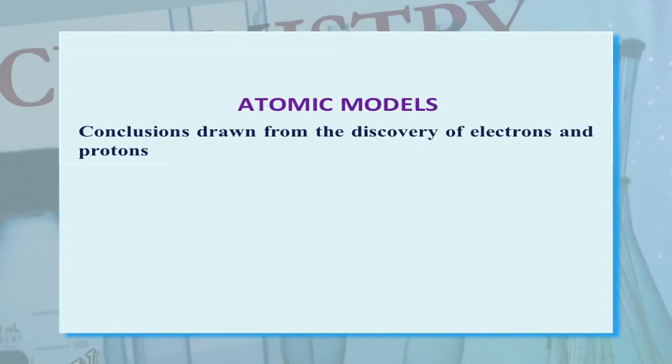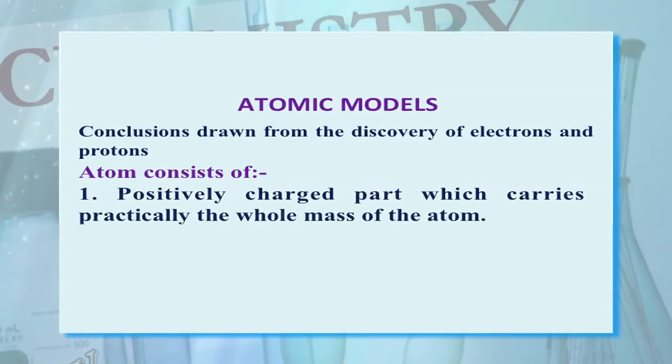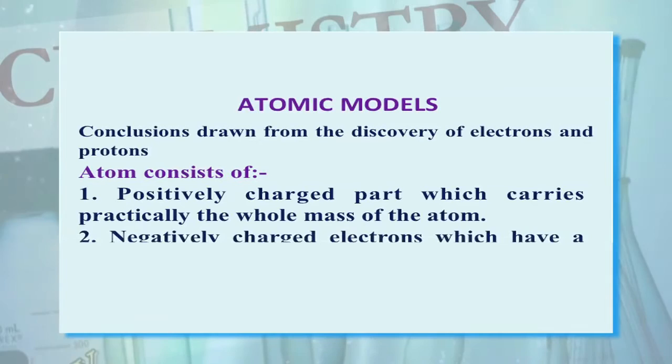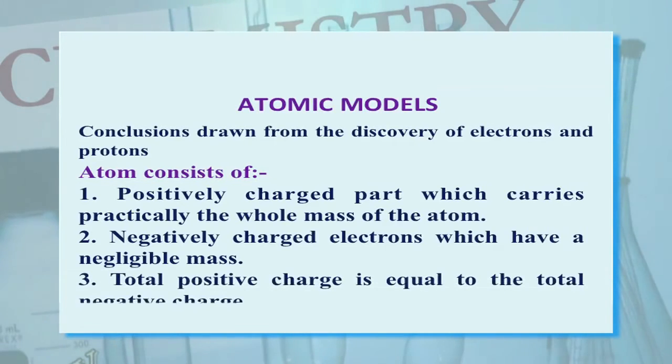Atomic models. Conclusions drawn from the discovery of electron and proton. First, atom consists of positively charged particles which carry practically the whole mass of the atom. Second, negatively charged electrons which have a negligible mass. Third, the total positive charge is equal to the total negative charge.